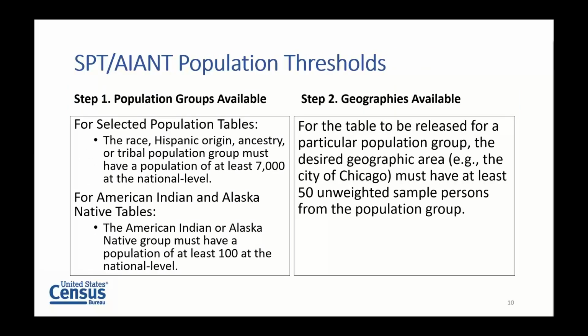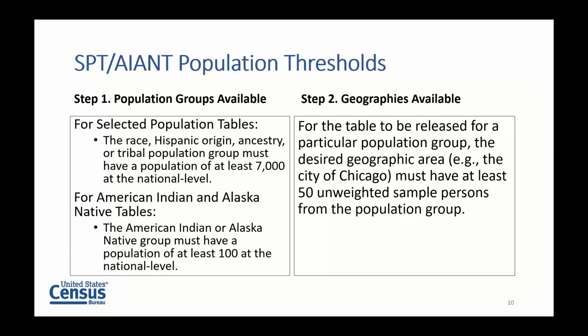And also very important for the release of this data are our population thresholds. So they're an integral component in producing these files. First, to be included on the iteration list for the selected population tables, we employ a population threshold of at least 7,000 nationally. For the American Indian and Alaska Native tables, the threshold is at least 100 people nationally. And we use these to determine the iteration list for both of these data products.